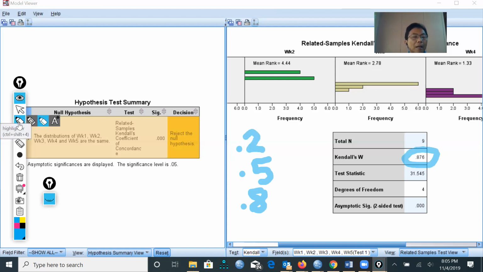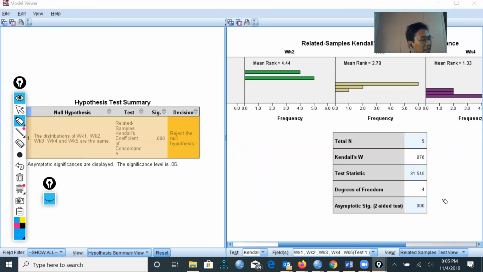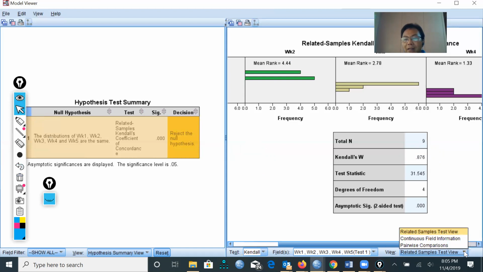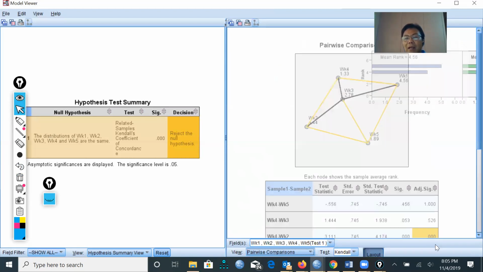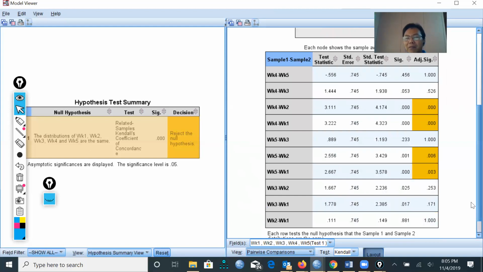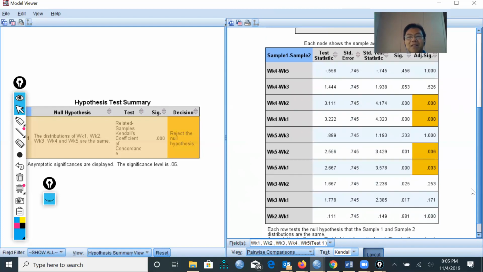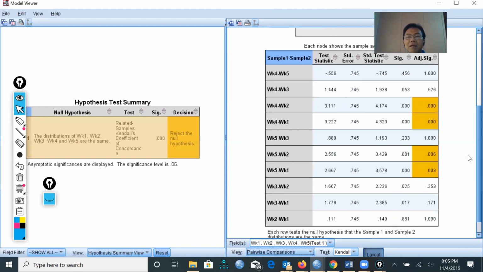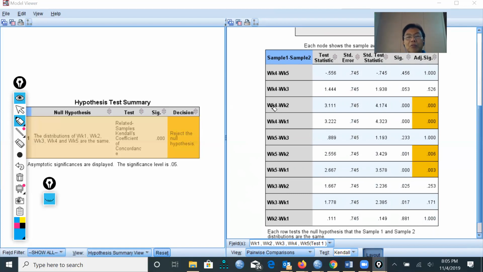All right. So how do we look at the pairwise comparison? All right. So if you go down right here and you click on pairwise comparison, okay, it now gives you the pairwise comparison. All right. So according to this analysis, the Friedman's test, the pairwise comparison, the differences are between week 2 and 4, week 1 and 4, week 2 and 5, week 1 and 5, okay, which is slightly different than what I had showed you in the sample write-up.